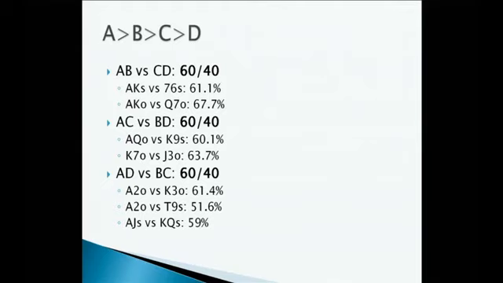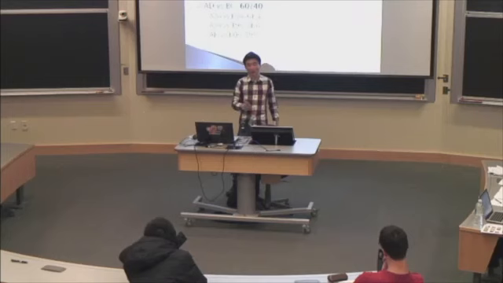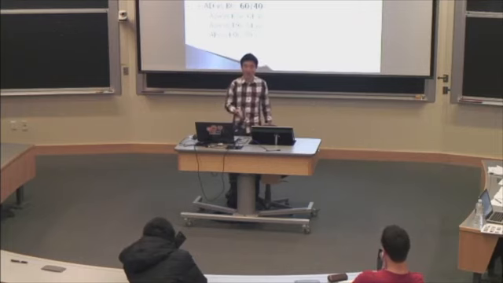AC versus BD, it's about 60 versus 40. AD versus BC, it can be as low as 50-50. So ace-2 off against 10-9 suited is only 51.6%. So that's sort of the worst case for AD versus BC.